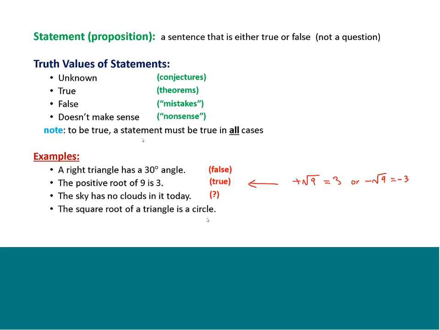Now, any guesses about that last sentence? It says, the square root of a triangle is a circle. Yeah, don't overthink it. This guy here is just complete gibberish. First of all, what in the world is a square root of a triangle? A triangle is a geometric object. A square root is something you do with numbers. Exactly.